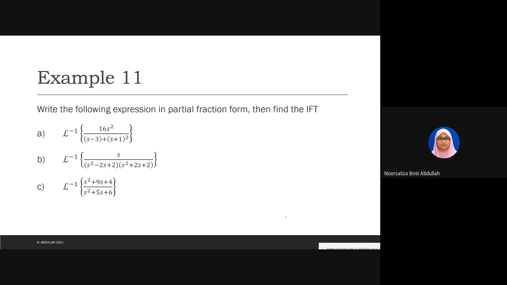Okay, so write the following expressions in partial fraction form and then you find the inverse. Oh, sorry, it's not Fourier transform. It's an inverse Laplace transform. Okay, so the first one is you want to find the inverse of 16s squared over s minus 3 plus s plus 1 square. So you have to arrange these expressions in the partial fraction form and then baru you boleh dapatkan dia punya inverse. Okay, so macam mana nak buat?